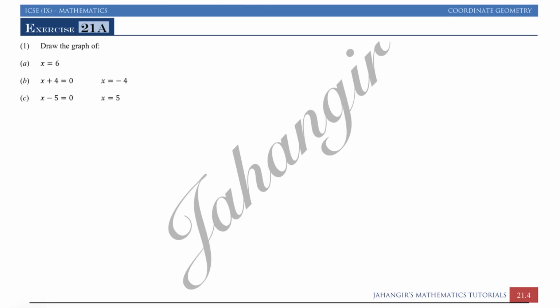See, exercise 21A, we will start with the first question. In the first question we have many sub-questions, so we will make a category of some questions. We will draw three graphs on one graph paper. First, you have to draw the graph of x equal to 6, second x plus 4 equal to 0, and third x minus 5 equal to 0. This is the question. Now we will start this. You have to write in your answer paper.